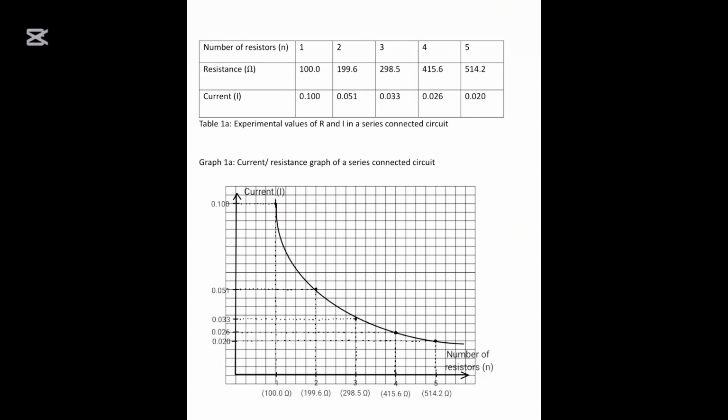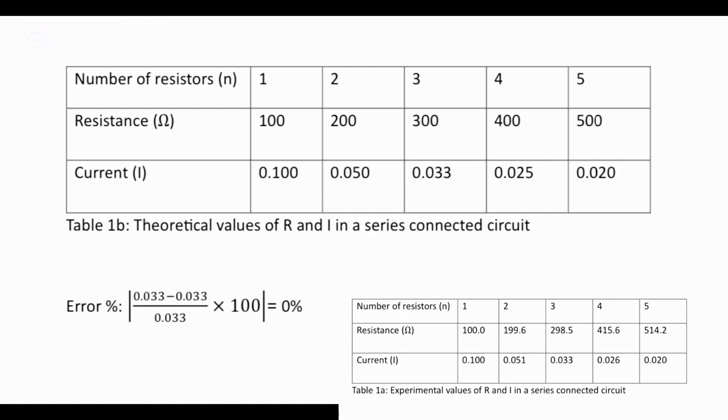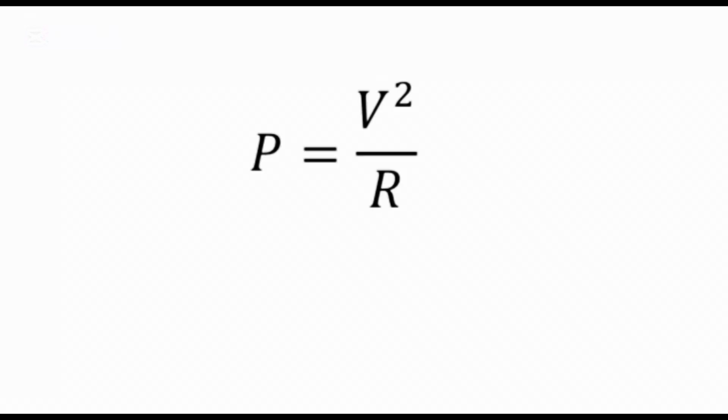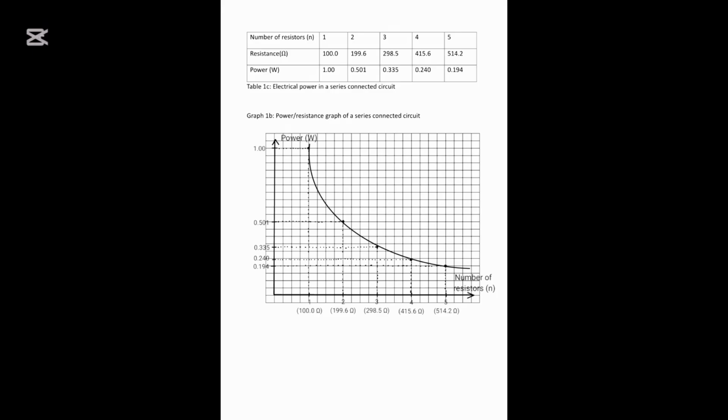Then I calculated the theoretical current values by using Ohm's law and compared the middle terms to find the error. The error was 0% because the theoretical and experimental middle current values were exactly the same. After that, I calculated the power values with this formula and sketched the power-resistance graph.